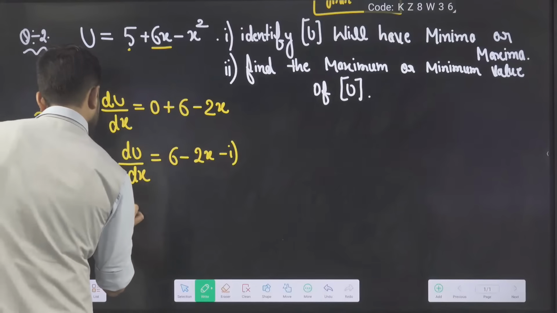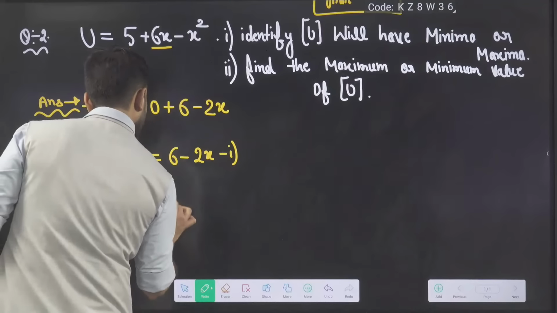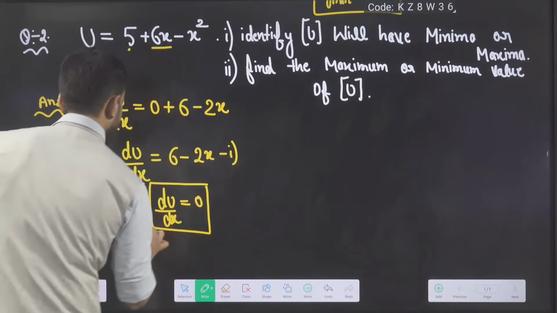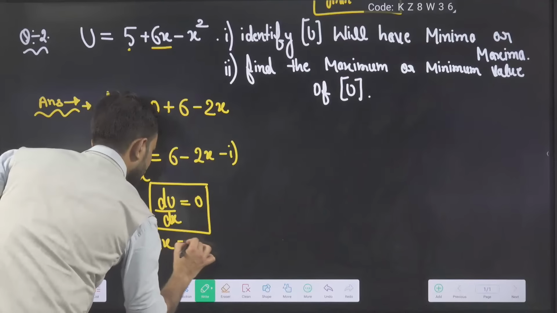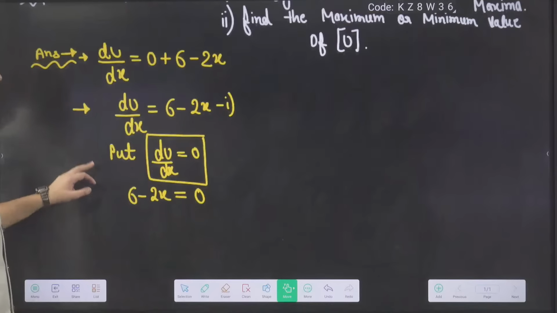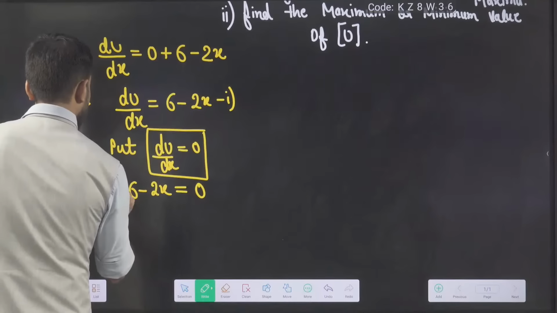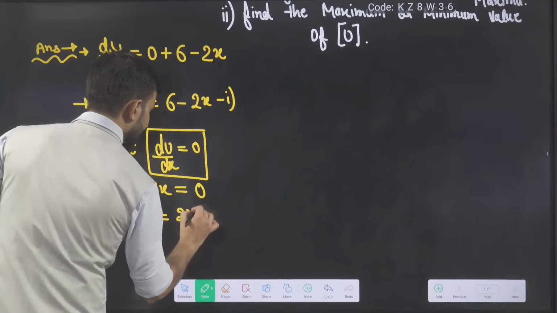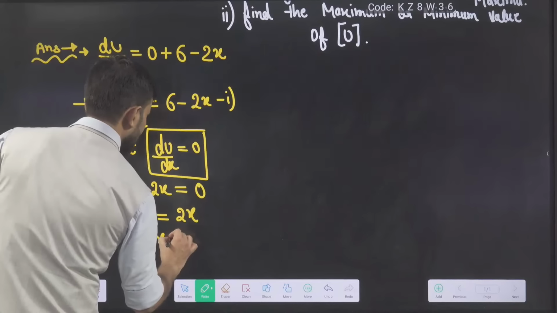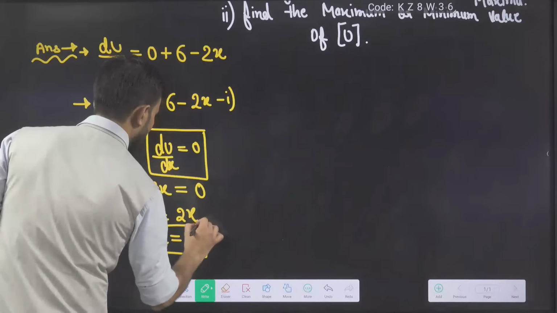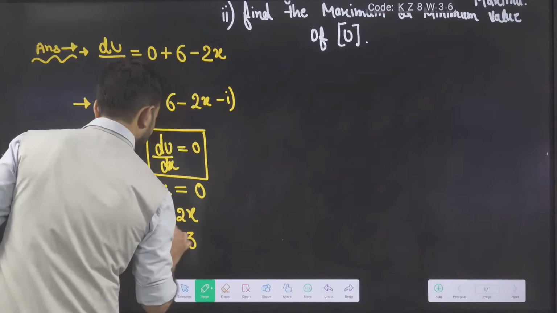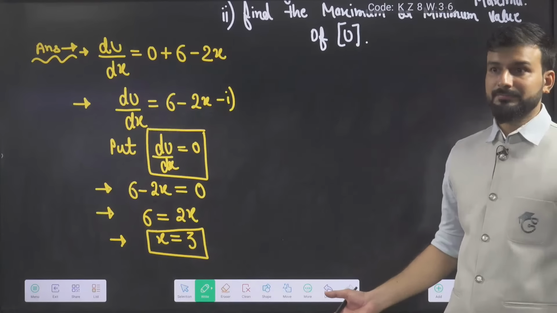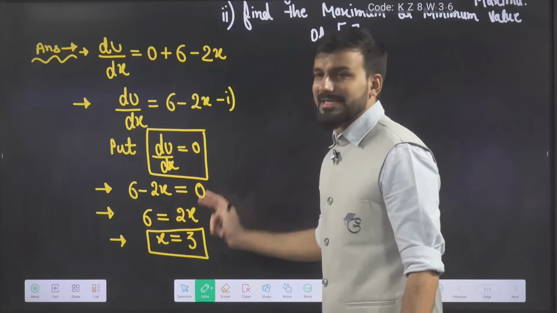Step 2: put du upon dx equal to 0. When you put du upon dx equal to 0, you will get 6 minus 2x equal to 0. Then 6 is equal to 2x. Then x is equal to 3. Now this is the value of x where you will have either maximum or minimum. That's why I did this step in the previous question.